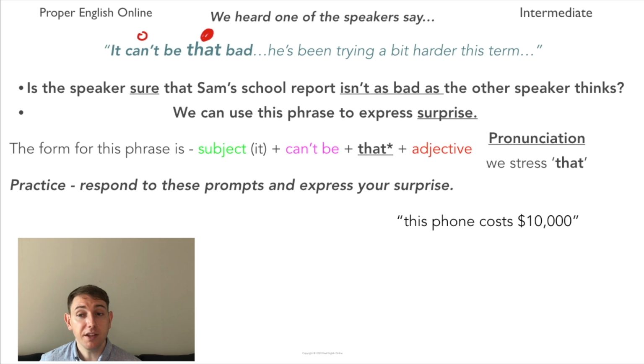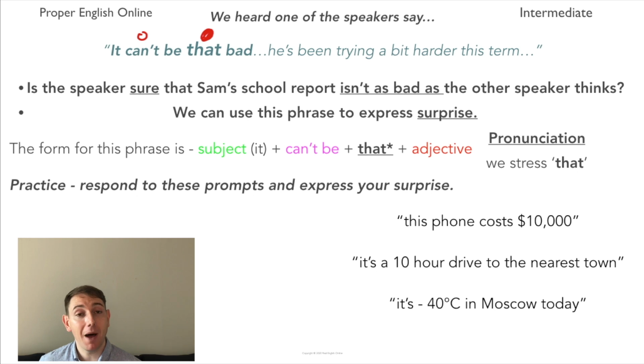So we've got, this phone costs $10,000. It's a 10-hour drive to the nearest town. It's minus 40 degrees Celsius in Moscow today. Pause this video and express your surprise using this phrase with can't.